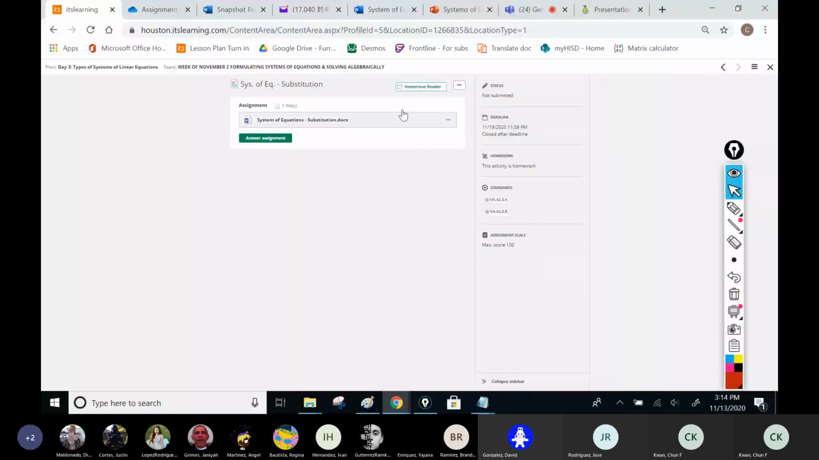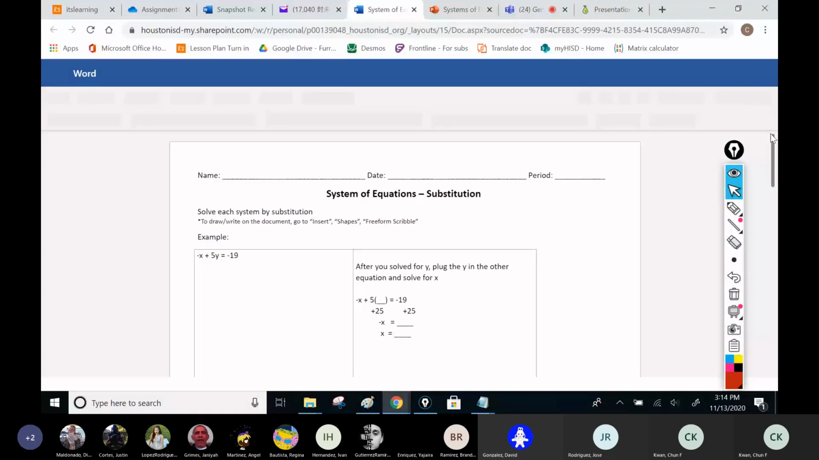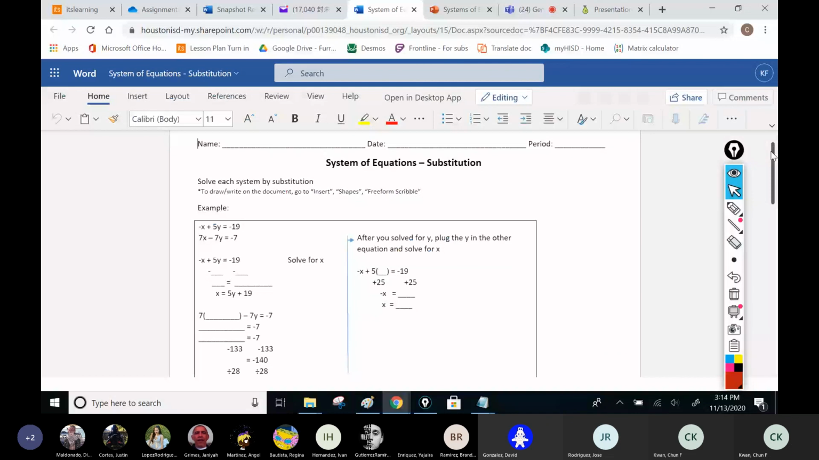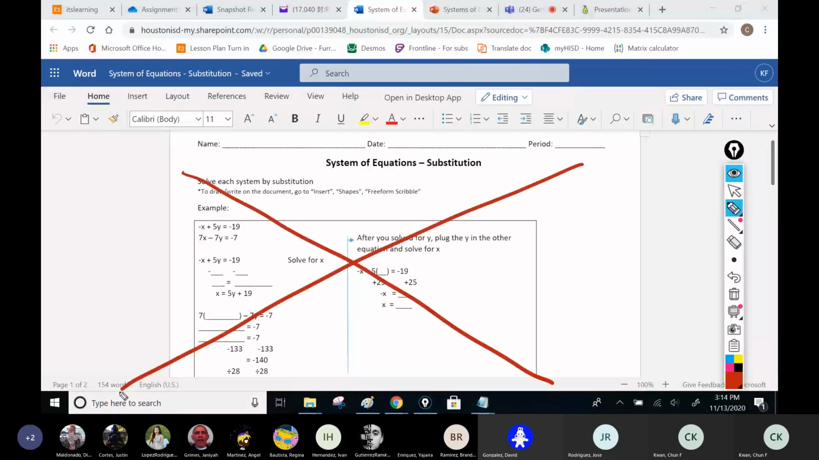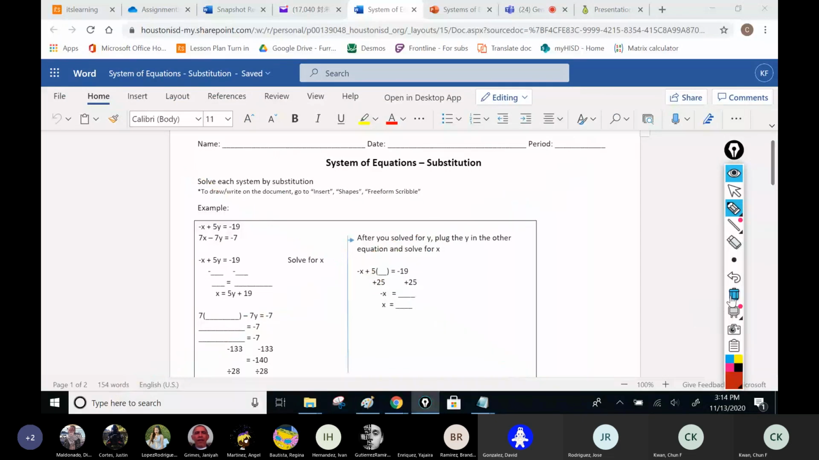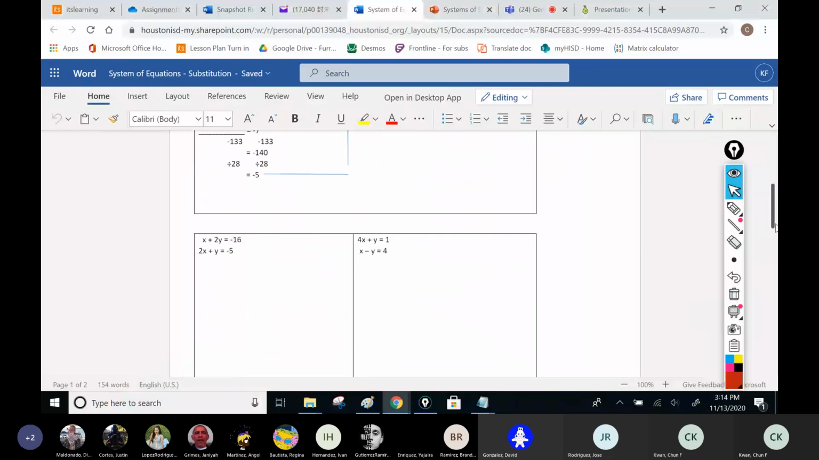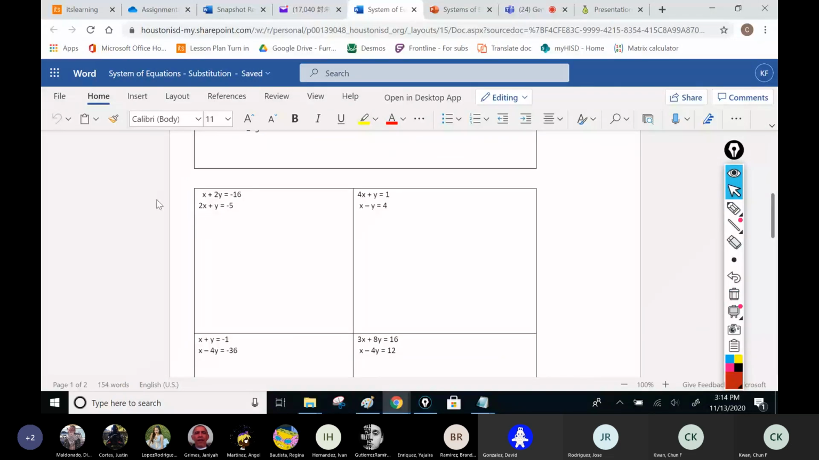Once you open up the homework, you will see something like that. The example problems, you don't have to do. You will begin down here, right here.